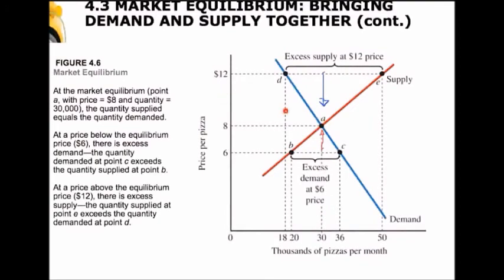Anytime the price is too high, prices fall. Anytime the price is too low, prices rise. So the market will automatically go back to a price of $8. This is what we call equilibrium. It's the only price where there's no pressure on prices to change. And the market goes there automatically.